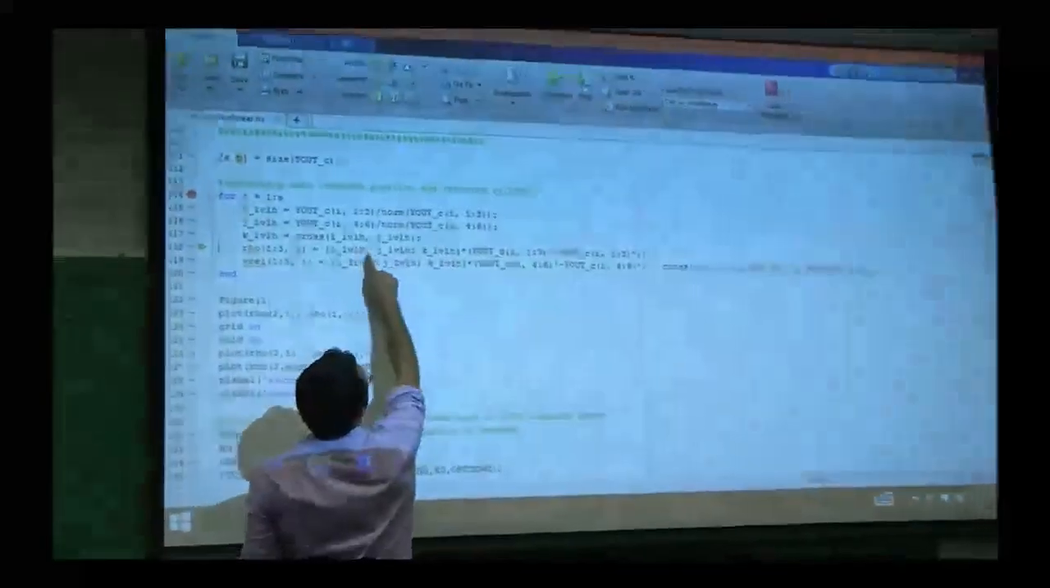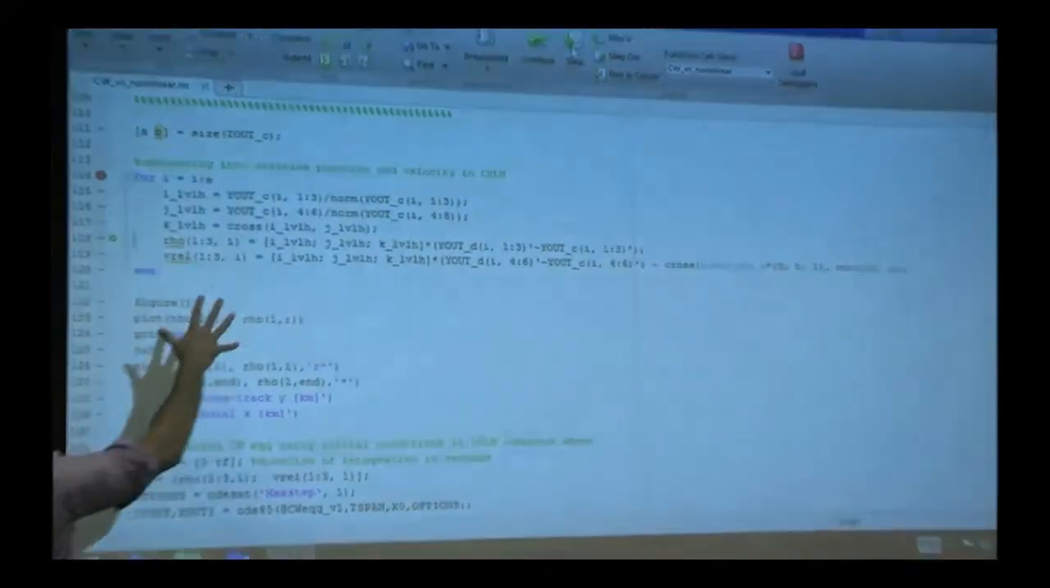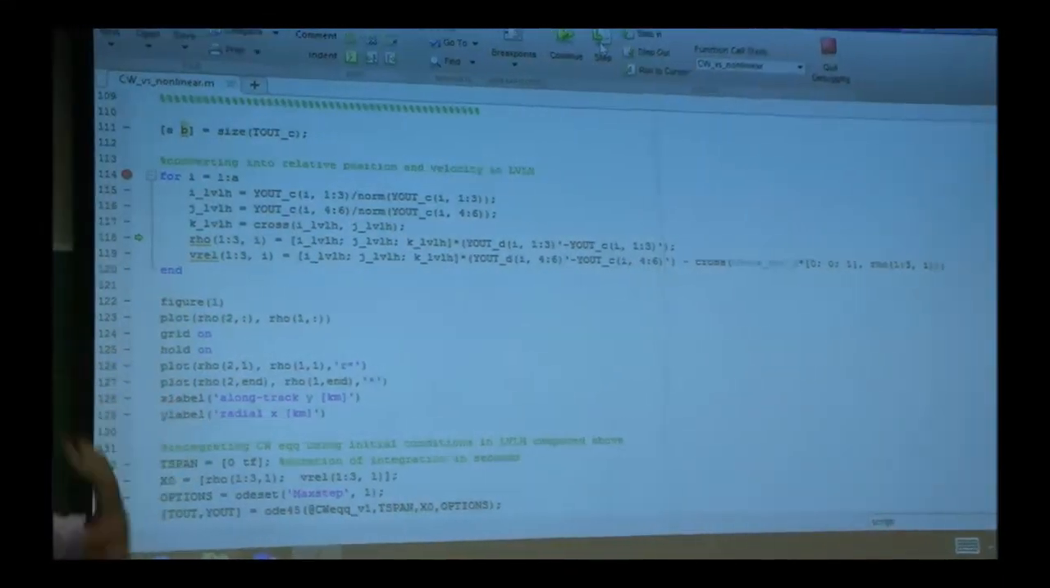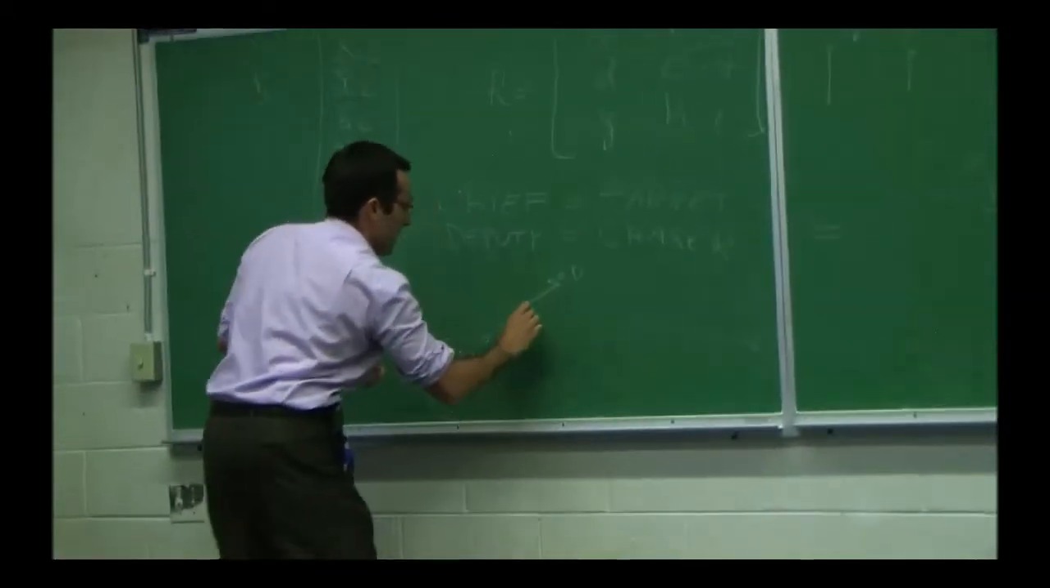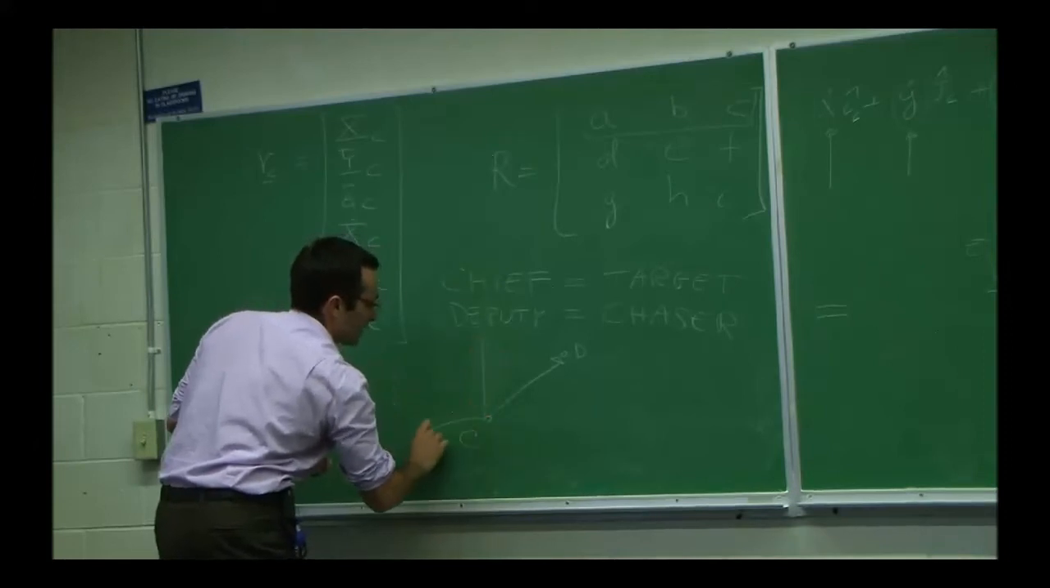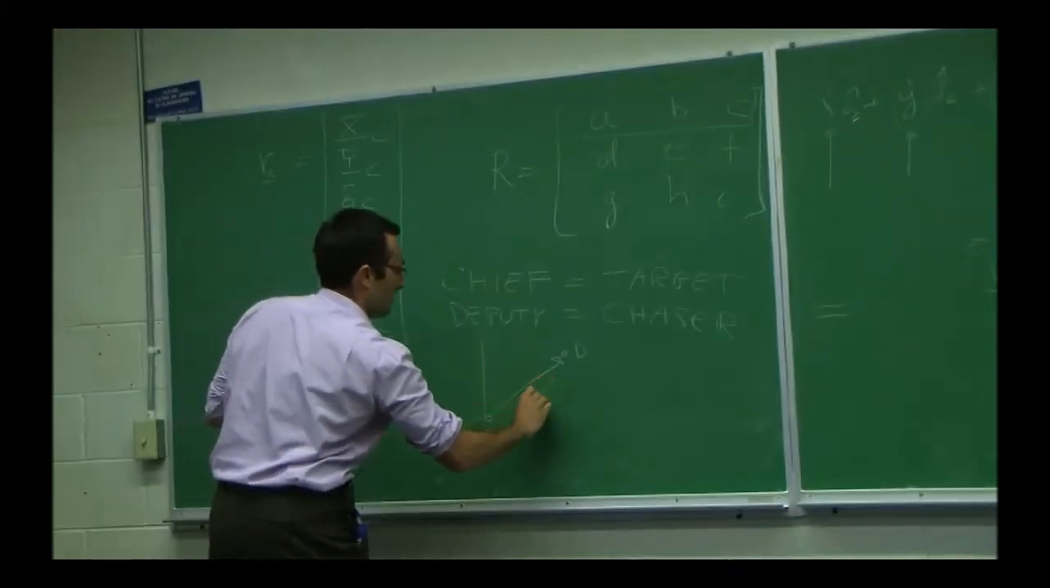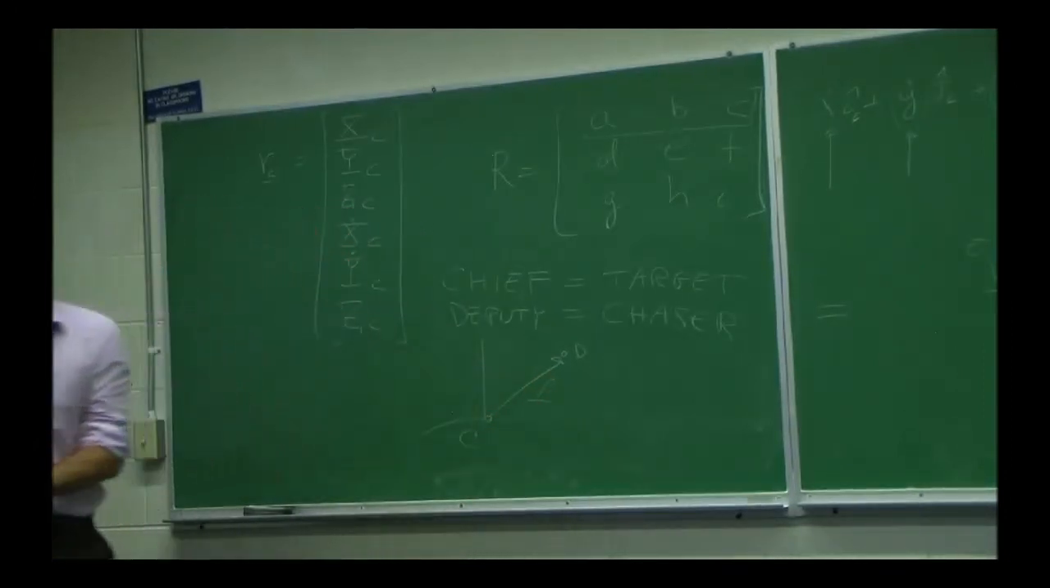And so if you don't do anything, that's in ECI. If you pre-multiply, so this is your R matrix, I multiply, and that's giving me my rho vector. This is telling me how the chief sees the deputy, and how this vector is projected in LVLH. That's what I'm computing at that step.